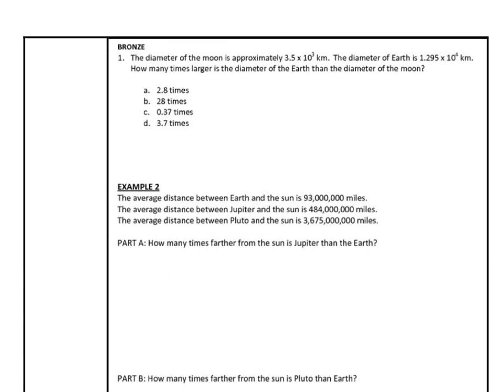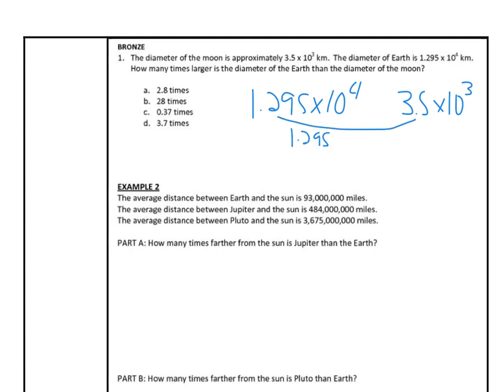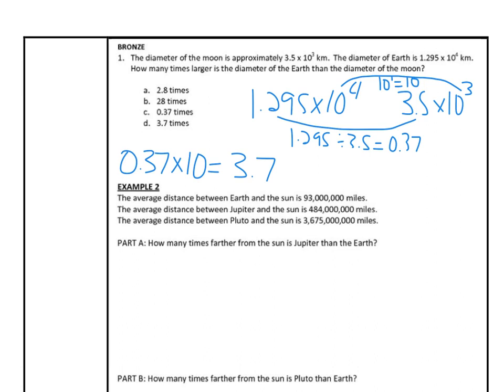So Earth, it says, is larger. So 1.295 times 10 to the 4, and then the moon is 3.5 times 10 to the 3rd. So I'm going to divide my front two numbers, 1.295 divided by 3.5, and I find that that is 0.37. Then the larger number has one more 10, and 10 to the 1 is just 10. So I multiply my two numbers together, 0.37 times 10, and I get 3.7 times larger. So my answer should be D.